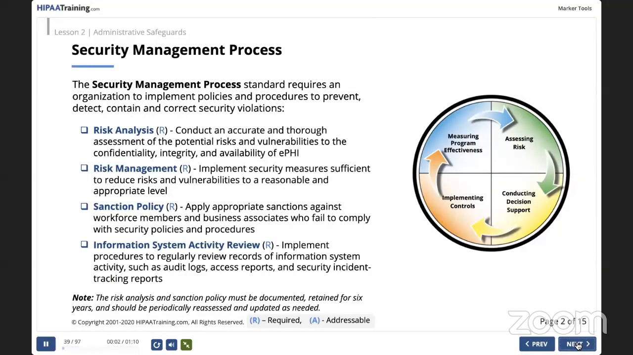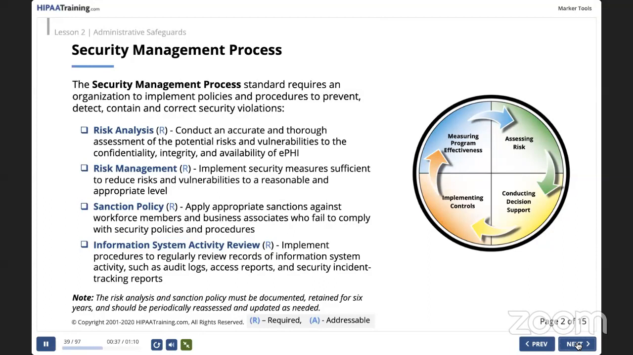Security management process. The security management process standard requires an organization to implement policies and procedures to prevent, detect, contain, and correct security violations. Risk analysis. Conduct an accurate and thorough assessment of the potential risks and vulnerabilities to the confidentiality, integrity, and availability of EPHI. Risk management. Implement security measures sufficient to reduce risks and vulnerabilities to a reasonable and appropriate level.